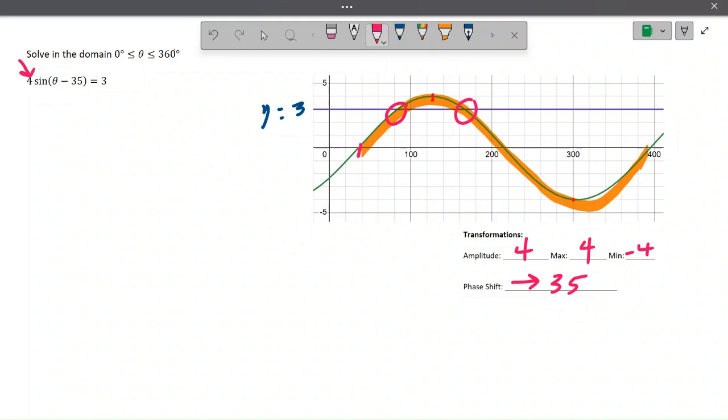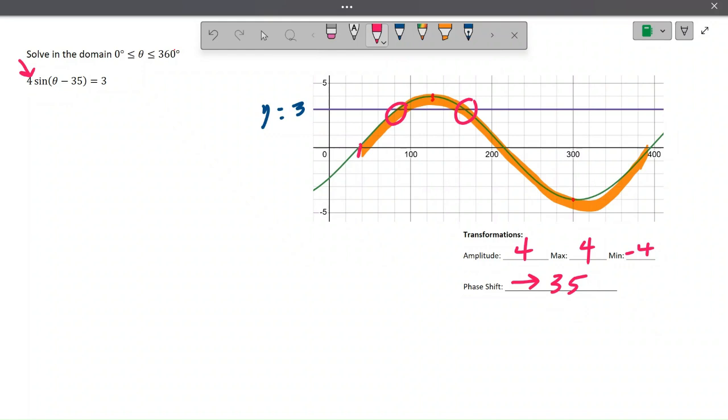Again, we're still seeing two solutions within 180 degrees, though that 180 degrees has shifted from 0 to 180 degrees to 35 degrees and 215 degrees. All right. So let's go ahead and solve.